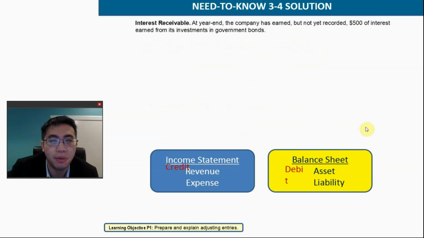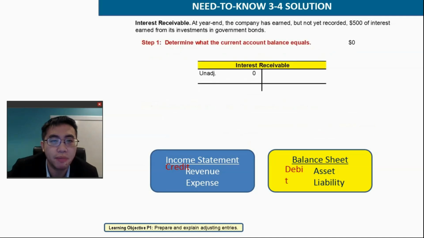For interest receivable, it's the same story. At the beginning you have a zero balance, which is unadjusted, and then at the year end, you recognized that for the past 1 year, you have earned $500 interest, but you have not gotten that interest in cash yet. But you do have to put that number in your financial report. So what you put here is $500 interest receivable.